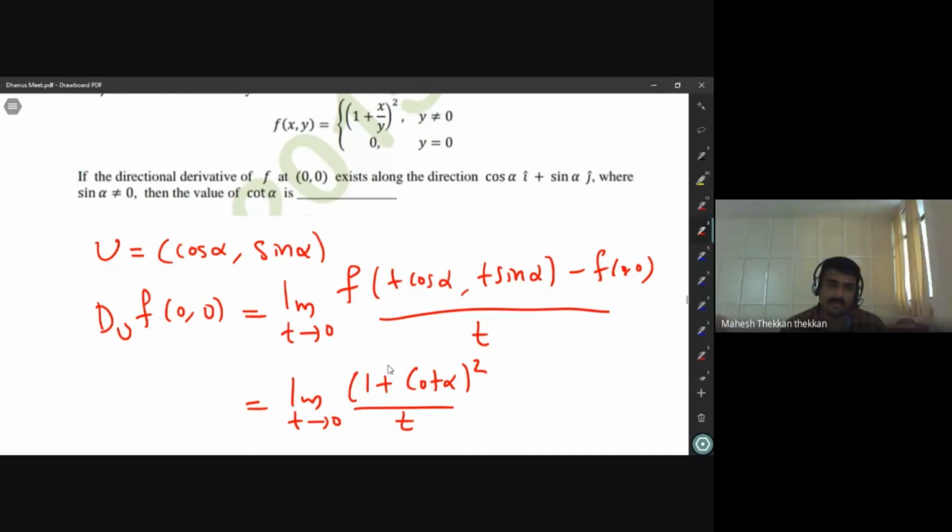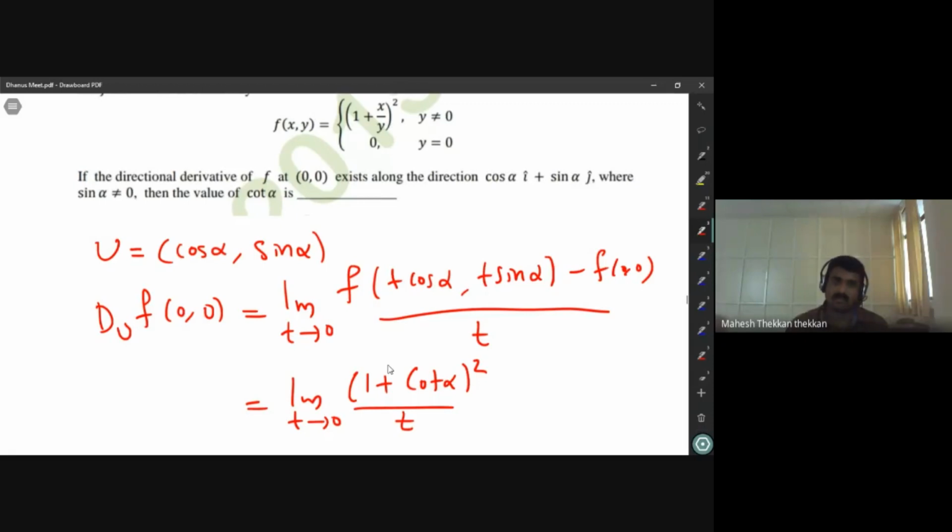Suppose the numerator is some finite value other than 0. Does it exist? Suppose it is some value, some k, in the numerator. Does the limit as t tends to 0 of k by t exist or not? It does not exist, right? 1 by t will go to infinity as t tends to 0. So whatever the value coming in the numerator, if it is other than 0, this limit does not exist. So the only possible way for existence is that the numerator has to be 0.